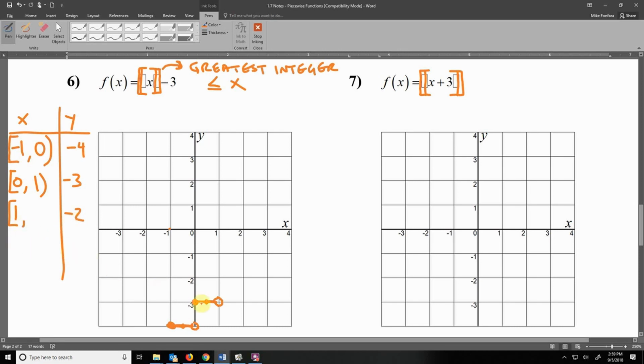If I went up to 1 and 9/10, or 1 and 99/100, the greatest integer less than or equal to that is 1, and I'm going to get an output of -2, all the way up until I put in an input of 2. So you can now see the pattern, so we can finish the graph.